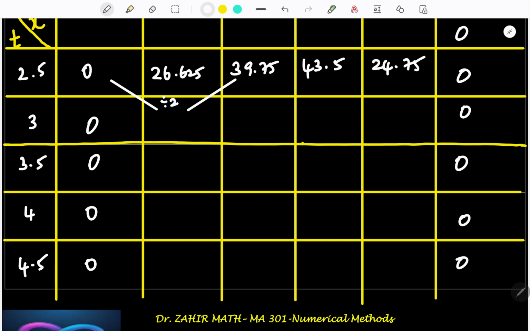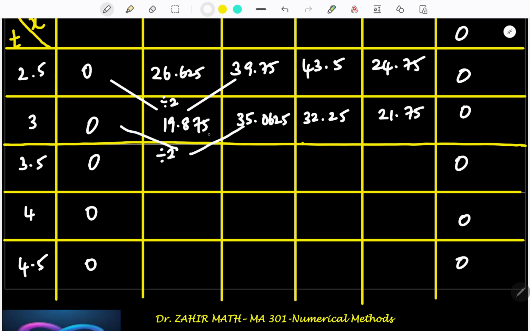That is the Bender-Schmidt formula. Okay. So which is 19.875 and 35.0625, 32.25, 21.75. So if you want to fill up this one, this value divided by 2. If you want to fill up this one, this value divided by 2. This value divided by 2. Okay, right.